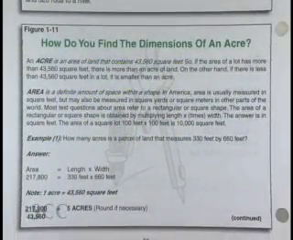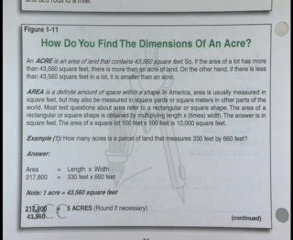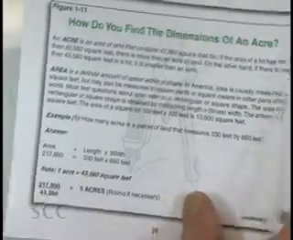They also go down here and talk about finding dimensions of an acre. Usually, in acreages, you as a real estate agent are told that it's a certain size: 1/4 of an acre, 1/2 an acre, 3/4 of an acre, 10 acres, 20 acres, or whatever. So that takes care of that particular chapter.